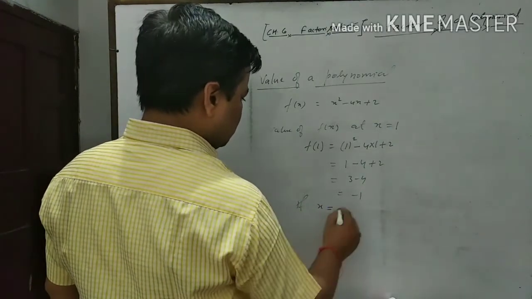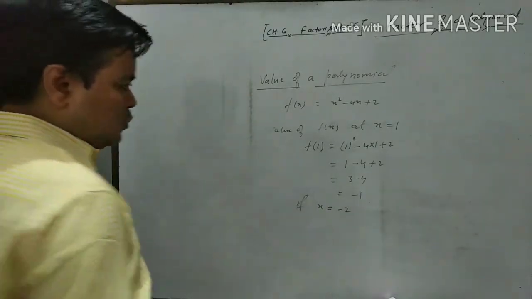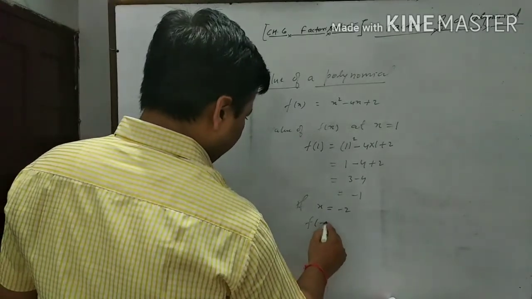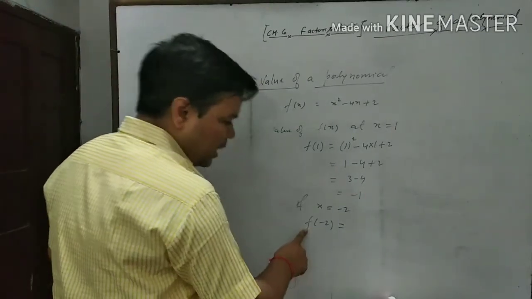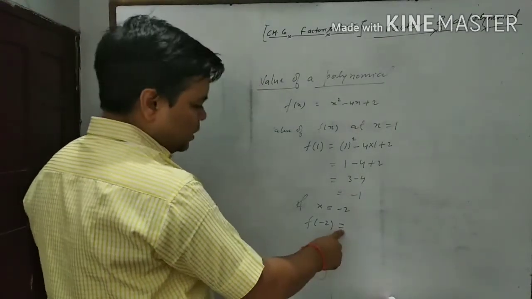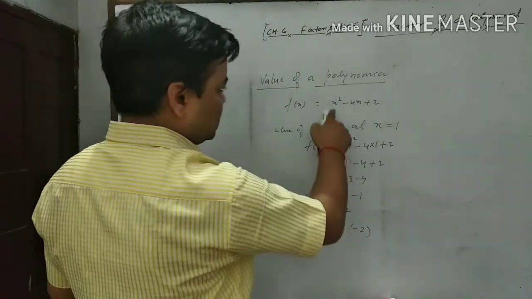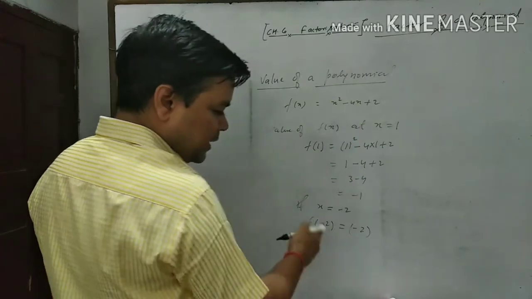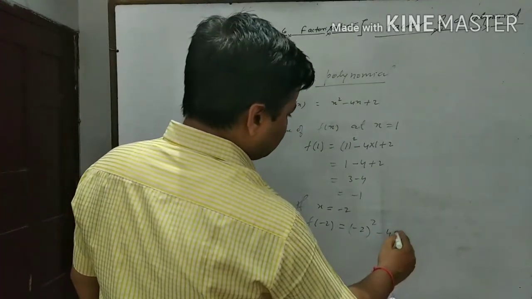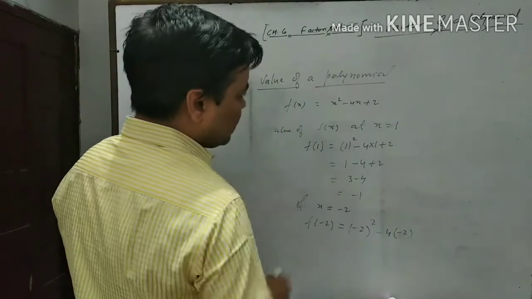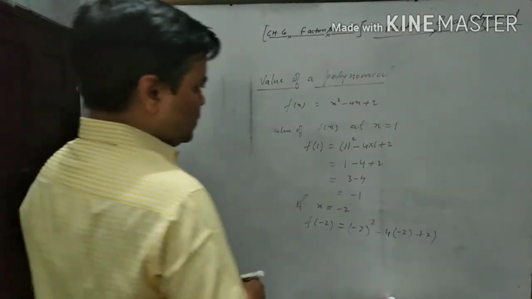But if we put x equal to minus 2, in that case f(-2), the value of the polynomial at x equal to minus 2, is equal to (-2) whole square, because x is squared, and we are taking x equal to minus 2. So (-2)² minus 4 into minus 2, and here plus 2.